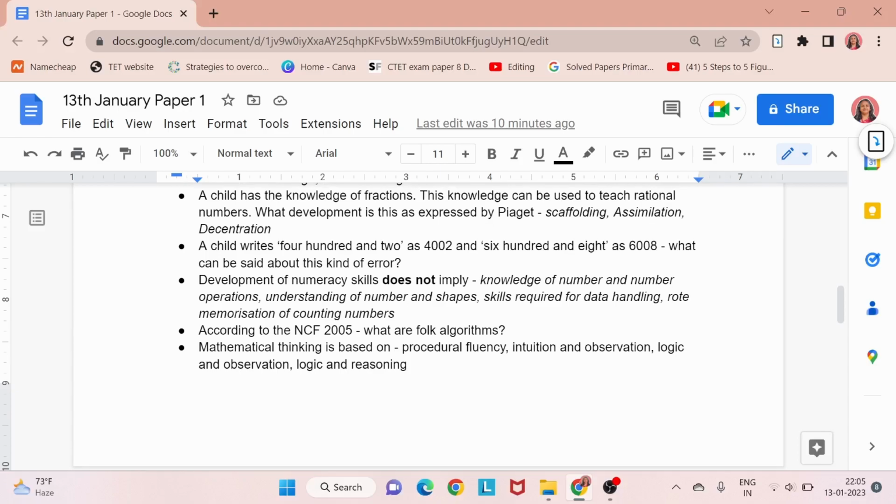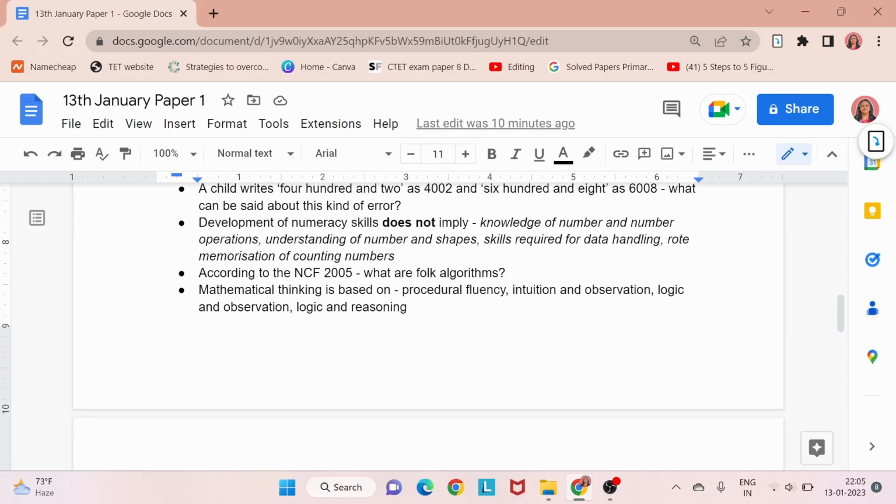Now, the development of numeracy skill does not imply, and the options were knowledge of numbers and number operations, understanding of numbers and shapes, skills required for data handling, and rote memorization of counting numbers. So, obviously, rote memorization of counting numbers is not implied. There was also a question on, according to the NCF 2005, what are folk algorithms? So, folk algorithms are basically the traditional methods used by people to add numbers. That was given, and the other options given were so simple that you knew what was the correct option.